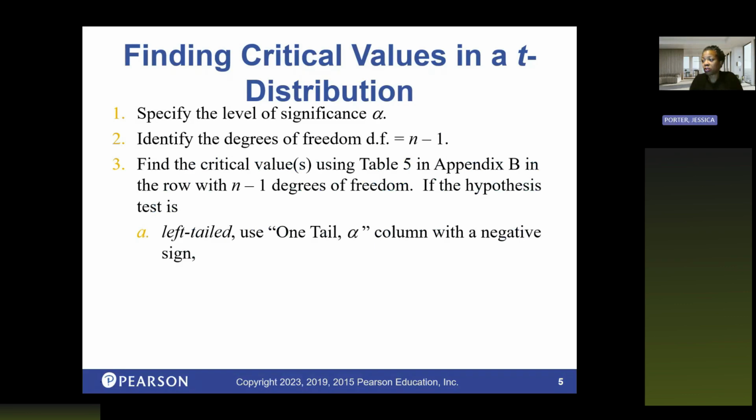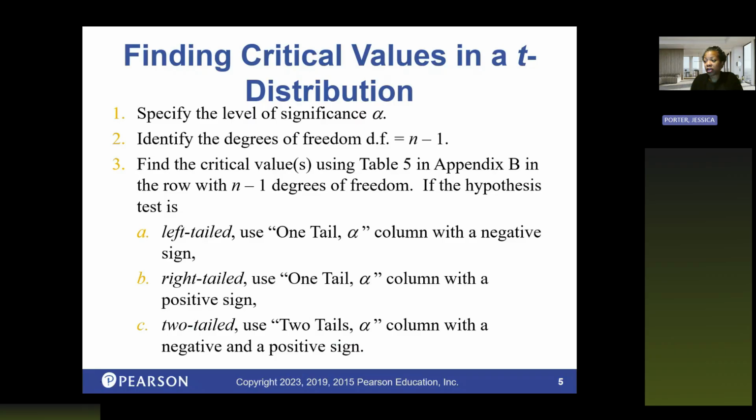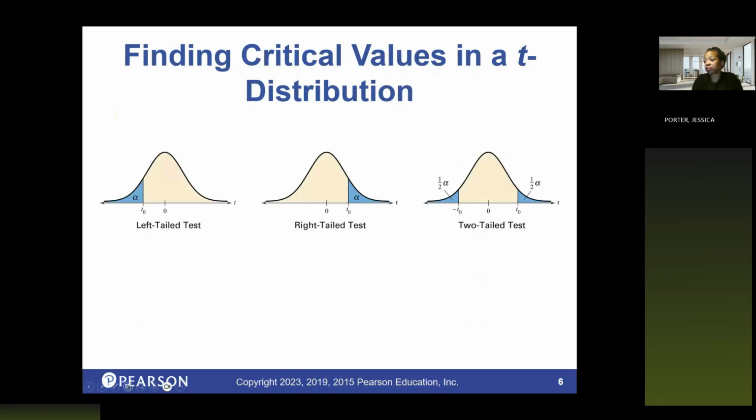And so you can use table 5. If the hypothesis test is left-tailed, you use a one-tailed column with a negative sign. Right-tailed, you use a positive sign. And a two-tailed is a negative and a positive sign. So let's look at what that looks like on a graph. So left-tailed test, of course, the rejection region is on the left. A right-tailed test, the rejection region is on the right. And on a two-tailed test, the rejection region is in the tails of the distribution.